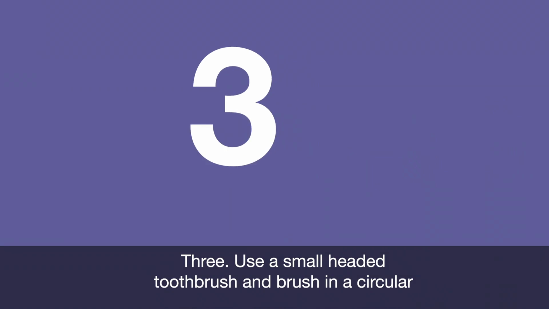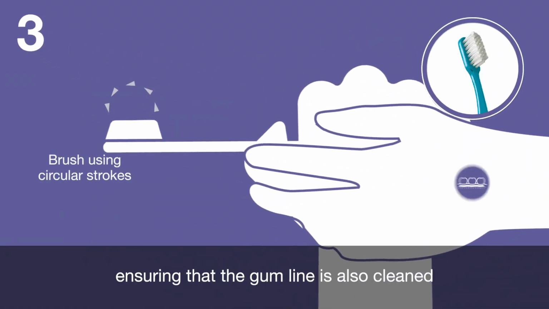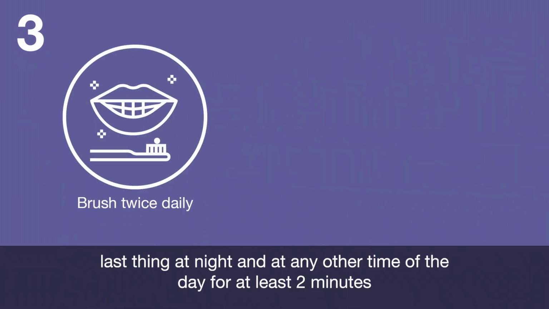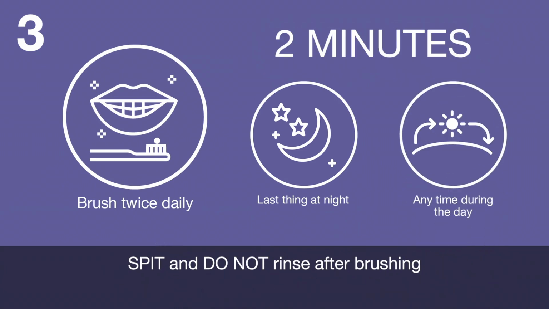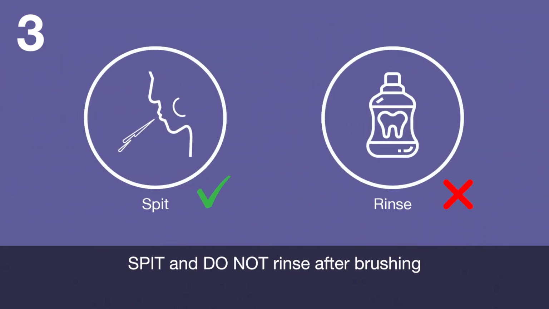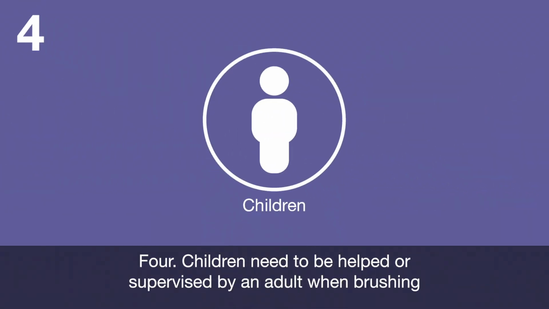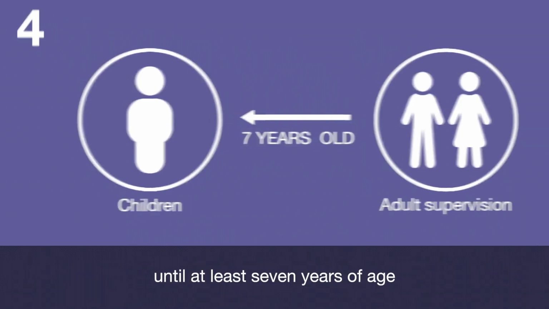3. Use a small-headed toothbrush and brush in a circular motion, ensuring that the gum line is also cleaned. Brush twice daily, last thing at night and any other time of the day for at least 2 minutes. Spit and do not rinse after brushing. 4. Children need to be helped or supervised by an adult when brushing until at least 7 years of age.